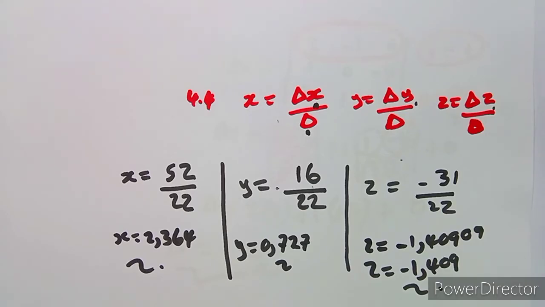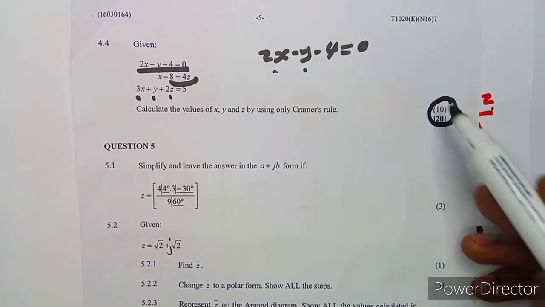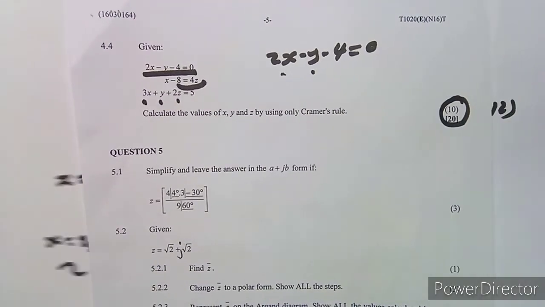The value of x, the value of y, the value of z there, and we have got 10 marks for that. And guys, this is something else. So I don't know the working, the time, and is it worth the 10 marks, or maybe I don't know, but that's what we had, guys.